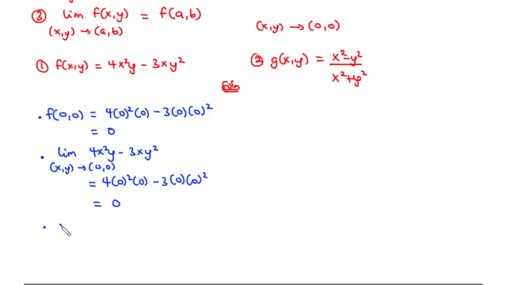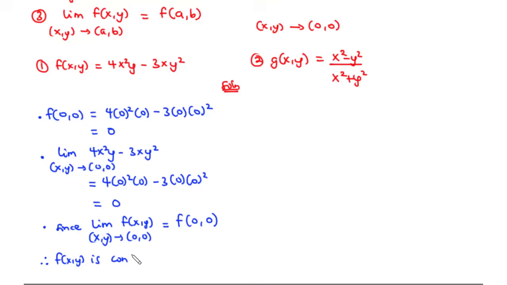Therefore, since the limit of the function f of xy as xy approaches 0, 0 exists and is equal to the value of the function at the point 0, 0, that is f of 0, 0, we say that the function f of xy is continuous at the point 0, 0. The function is continuous at the point 0, 0.